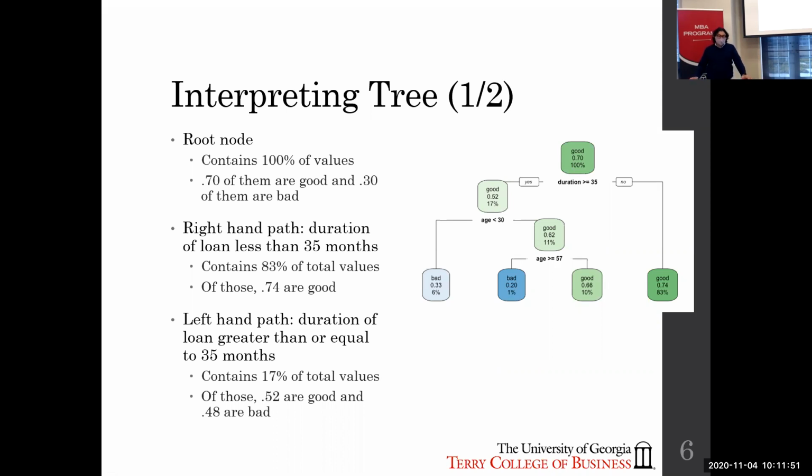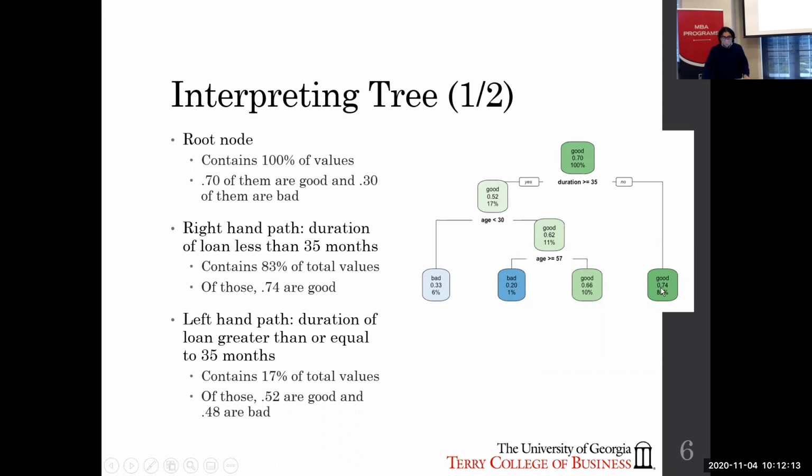The next thing is, what about the duration of this loan, right? Is the duration of the loan less than 35 months? So 36 months, I guess, is 3 years. Is it 3 years or longer or not, right? If the duration is greater than or equal to 35 months, then this is where you land. If not, then this is where you land.